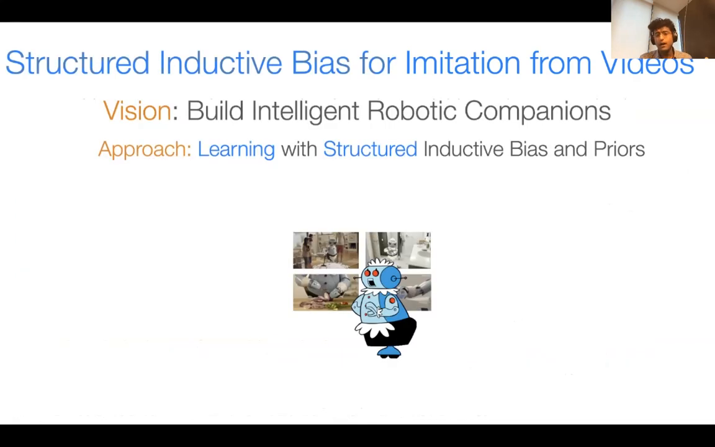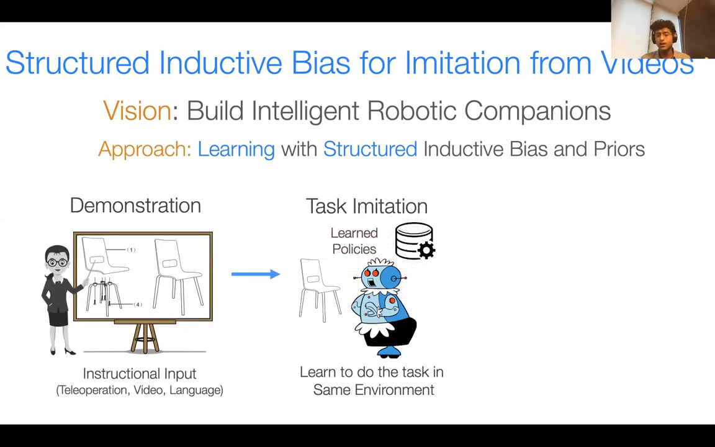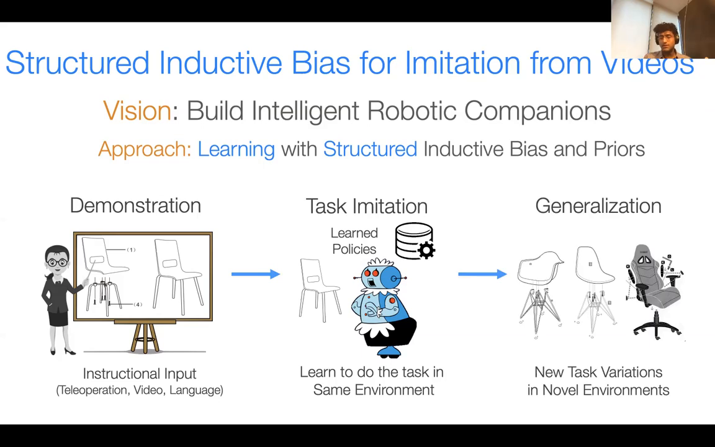So if we go back, I argue to build such intelligent robotic companions, we need a two-stage pipeline. The first stage is the ability to understand demonstrations, where the demonstrations may arrive in a variety of modalities, maybe teleoperation, video, or language, and then learn policies from these demonstrations, and then generalize from these demonstrations to new but similar conceptual settings. And to do so, we need algorithms which can learn with structured inductive biases and priors over data.